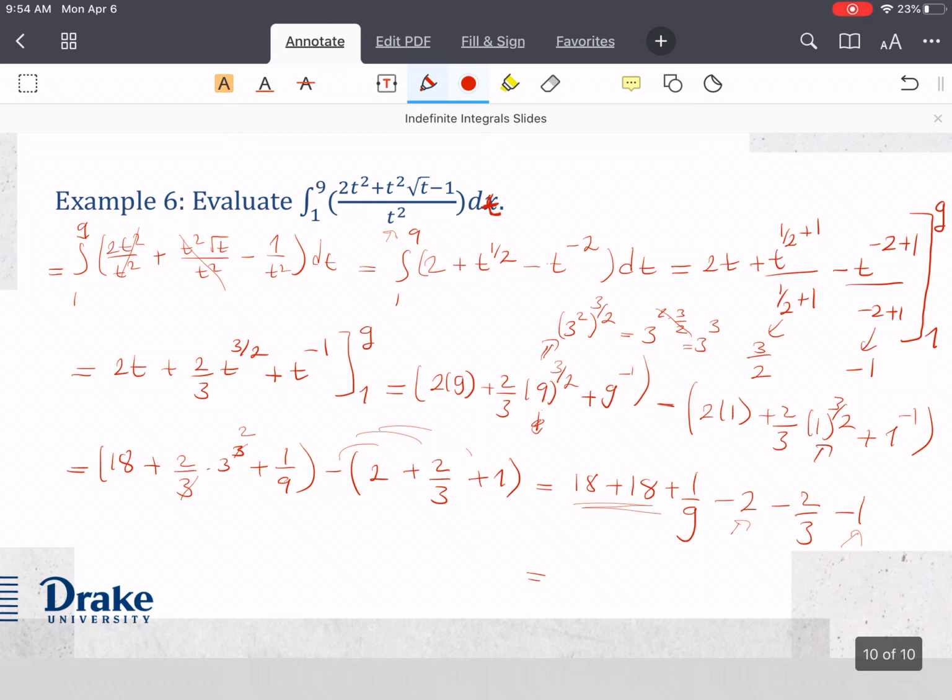Let me make sure the whole thing is correct. I think so. Yeah, 18 plus 18 is 36, minus 3 is 33, plus 1 over 9 minus 2 over 3. Let's calculate this whole thing. If you do that, you're going to get 32 plus 4 over 9. Okay, and that's all for definite integrals.